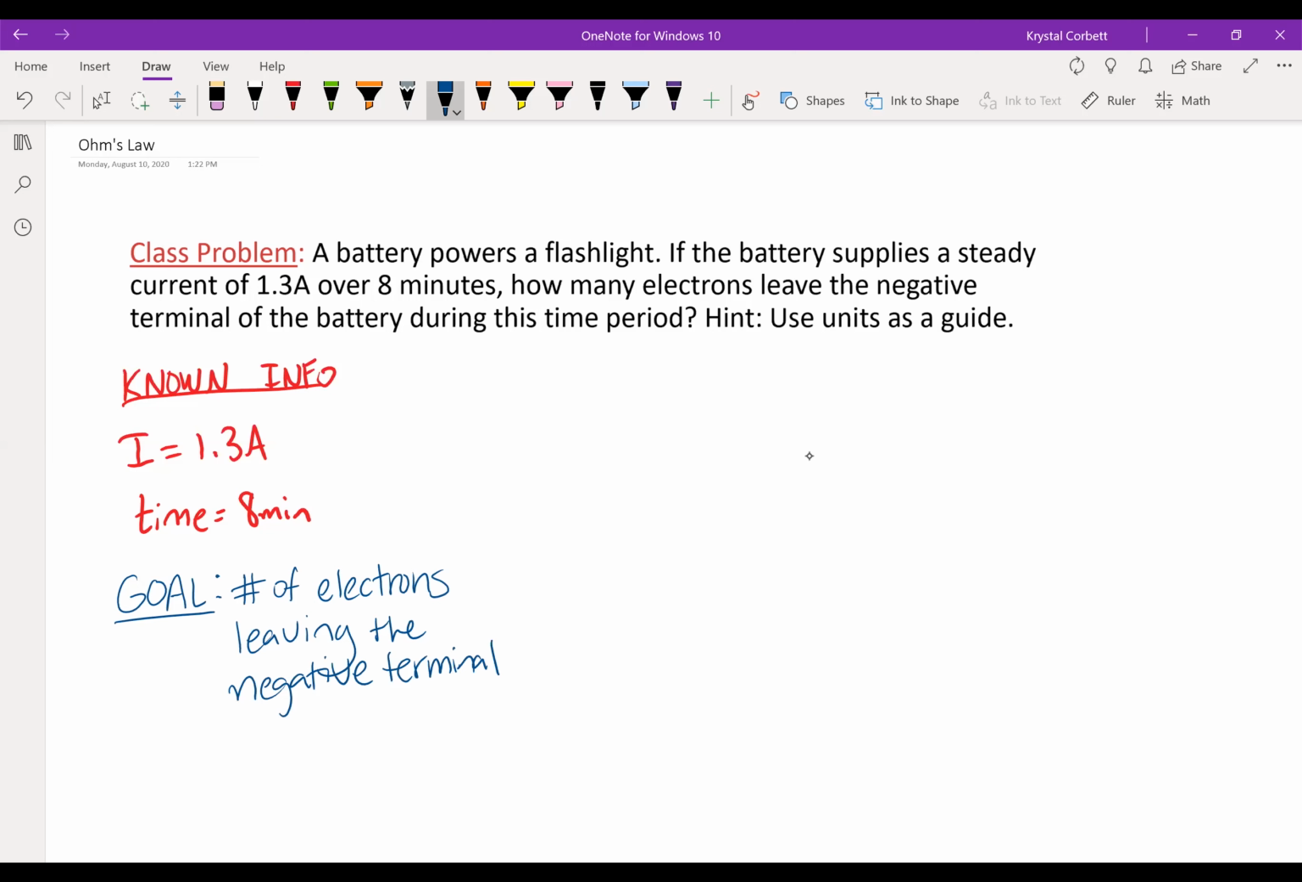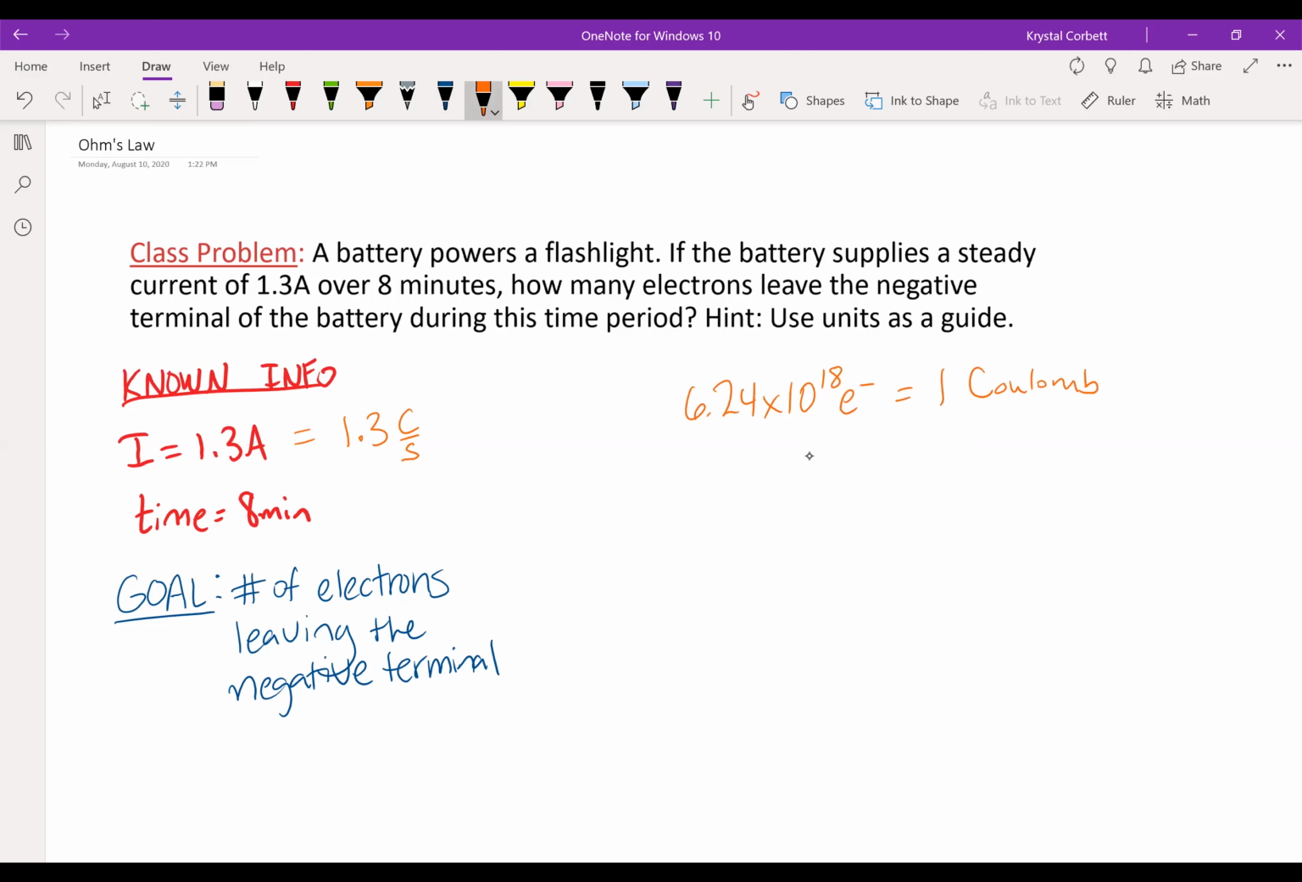Right now, just looking at these units, I'm thinking, oh gosh, I don't even know where to start. But remember, what did we just learn about amps? That they break down. If that's 1.3 amps, then I can also say that's 1.3 coulombs per second. And I also know other known information: there are 6.24 times 10 to the 18 electrons for every 1 coulomb.